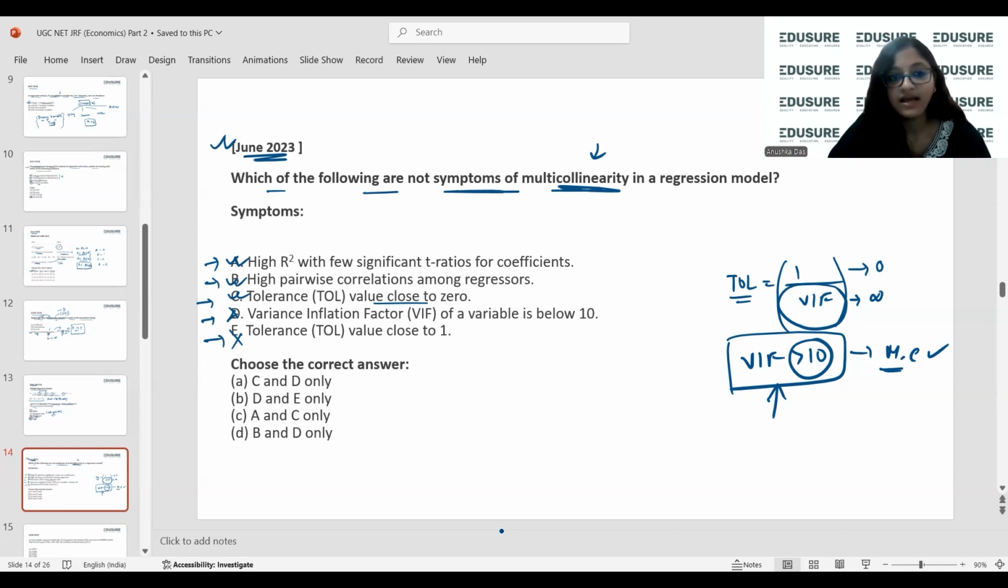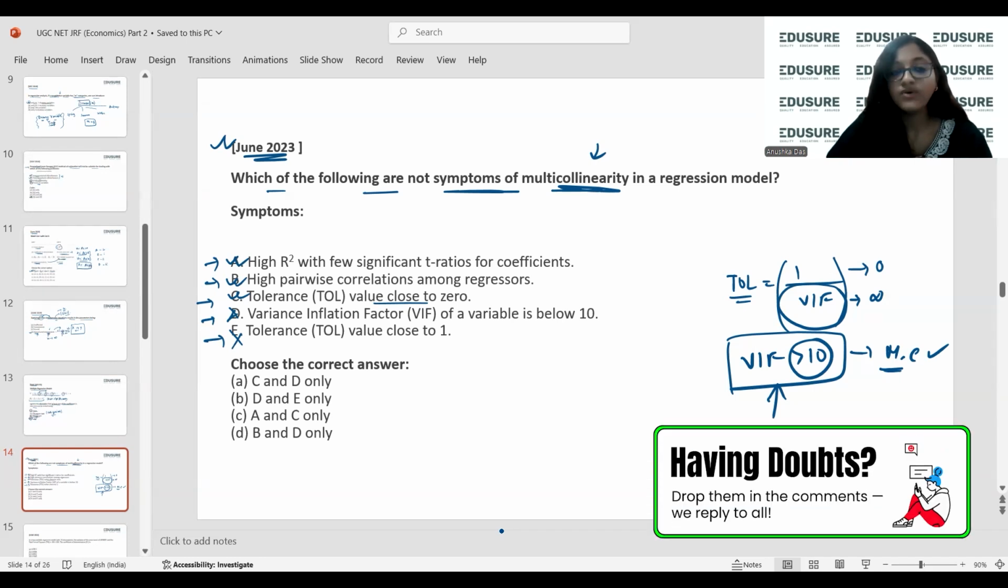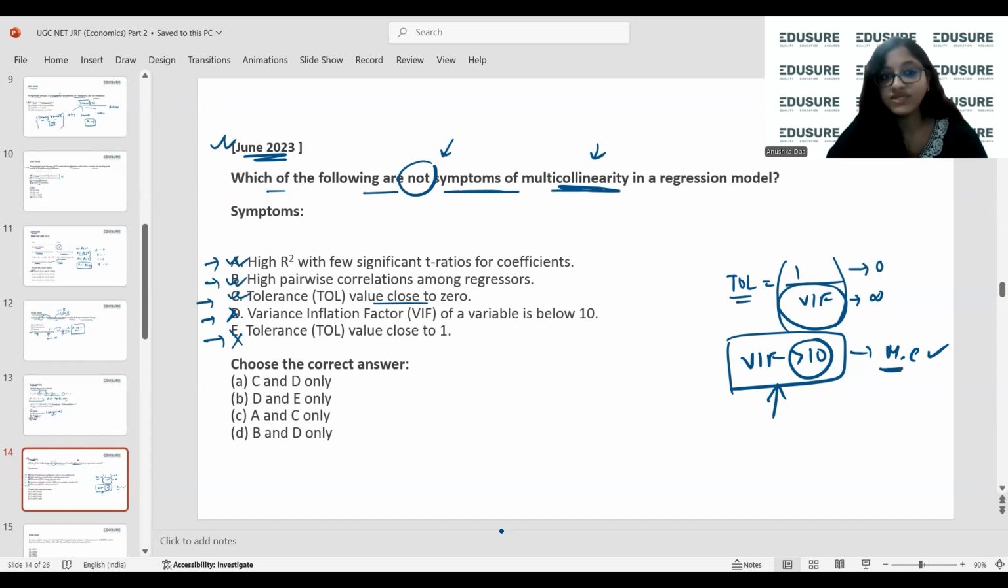So what are the right answers? A, B, and C. So, okay, you have to find out which are not the symptoms. See, the question says which of the following are not the symptoms of multicollinearity. So only D and E, they are not the symptoms. So D and E will be the right answer.